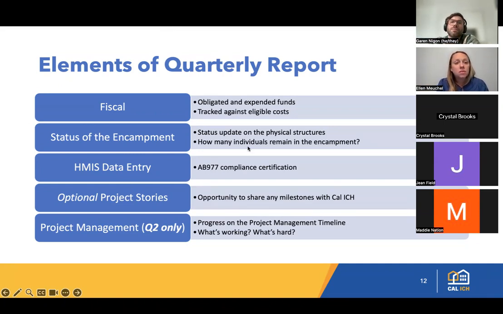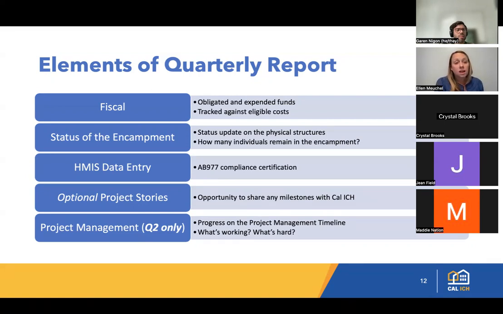Some of the elements of the quarterly report are the fiscal element. This is where we will ask you to report your obligated and expended funds as of a certain date. We'll go into what that means in a little bit. These are asked versus your eligible costs. When you applied for the ERF grant, you were required to submit a budget based on eligible uses, blocking out funds within each of those categories. So we will ask you to report accordingly.